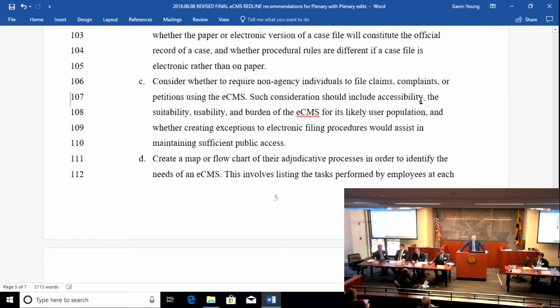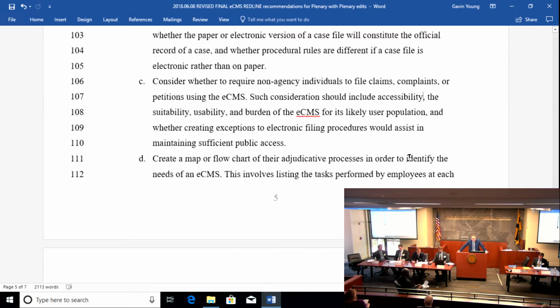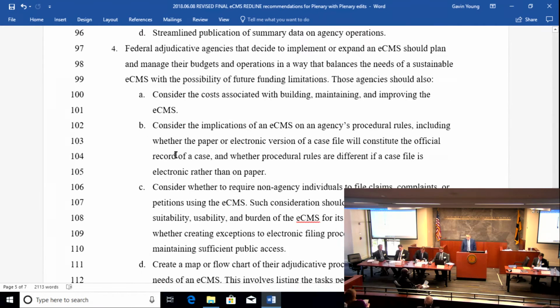So I have two minor, well, hopefully minor points to make that perhaps someone would want to offer an amendment. In 4B, it starts on 102. That in 104 it says, and whether procedural rules are different if a case file is electronic than on paper. That to me is confusing, maybe just because it says are different. Because the beginning of the provision says you're going to decide whether the one or the other, and then it says whether they are different. And I just think that doesn't really help people, what I think we're talking about.